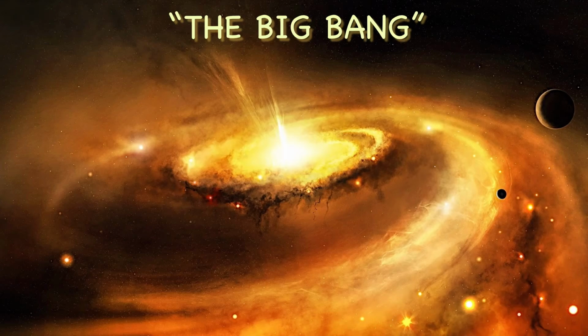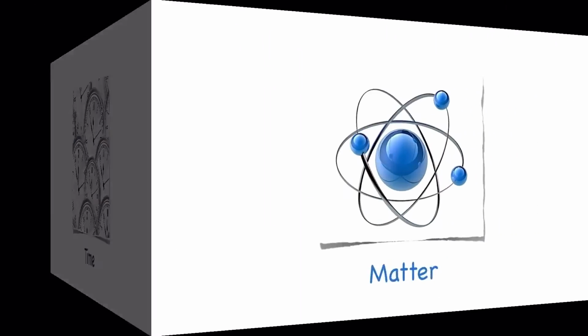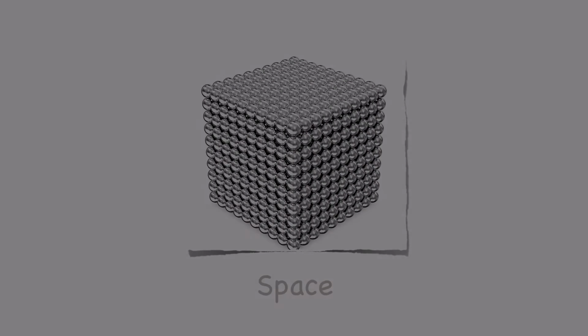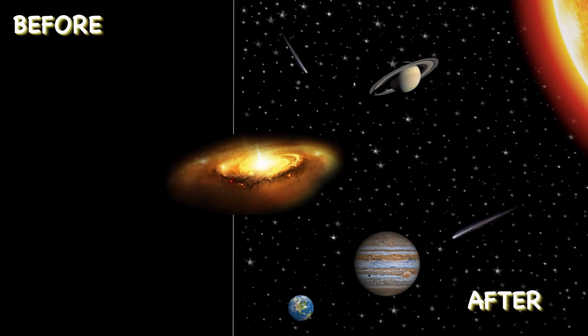And with it came three very important things: time, matter, and space. Before the Big Bang, there were no watches, no calendars, no containers. There was nothing. After the Big Bang, our incredible time-space material universe.